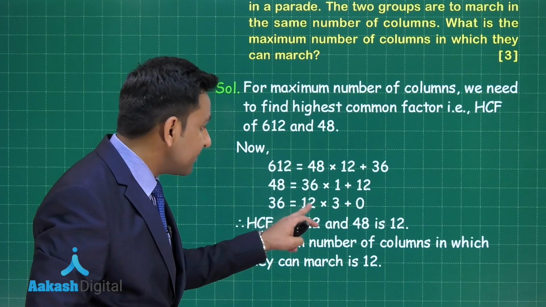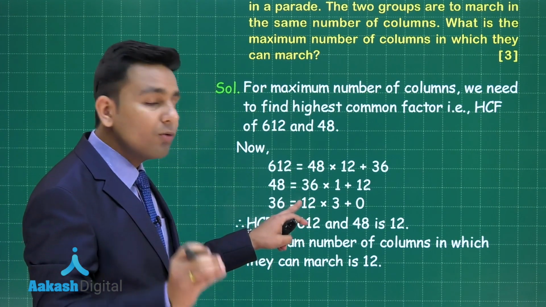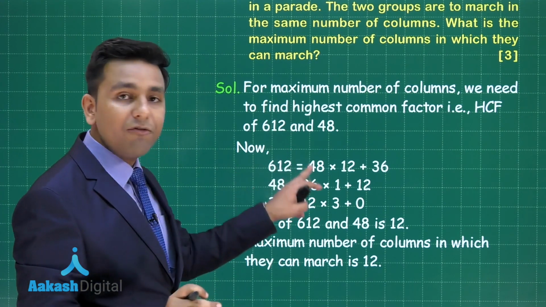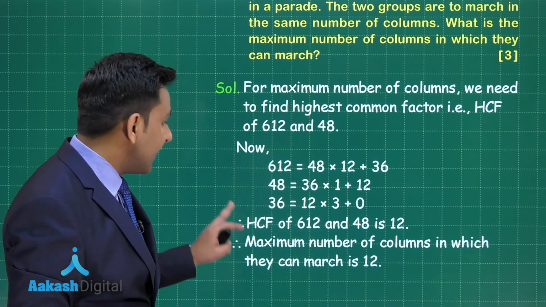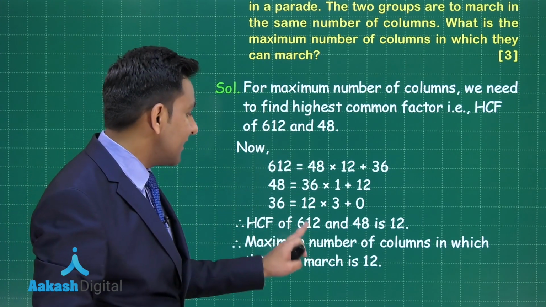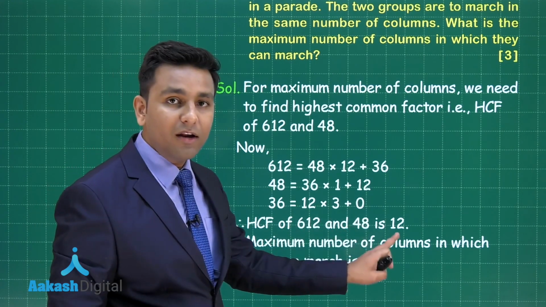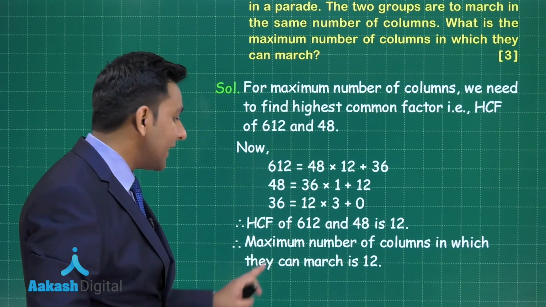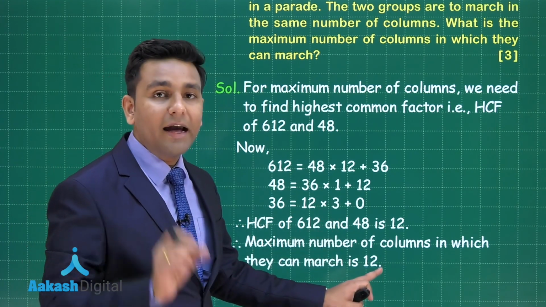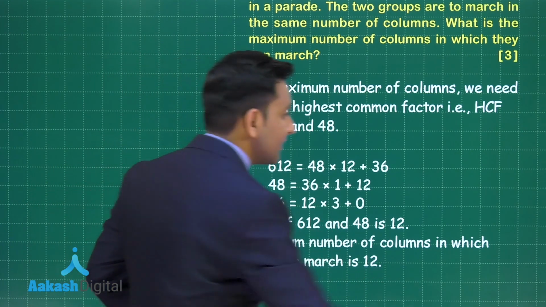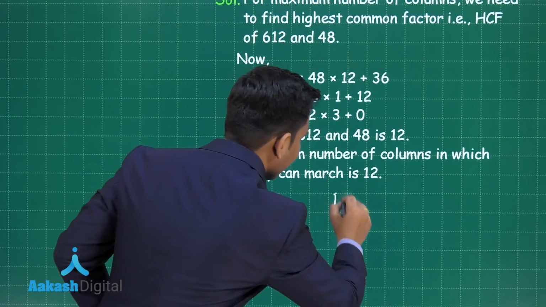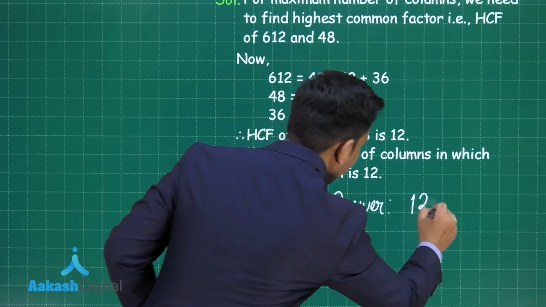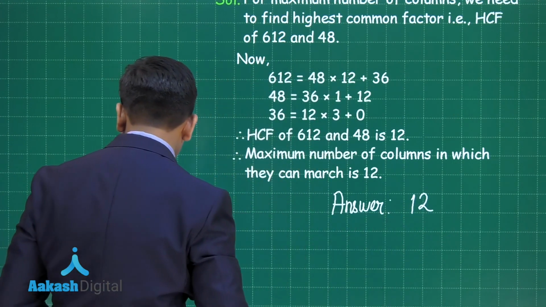And the divisor of this last step will give you the HCF of the given two numbers, that is 612 and 48. So here we can conclude that the HCF of 612 and 48 is 12. Maximum number of columns in which they can march is 12. And this is the answer for this question. So here we can write the answer for this question is 12. I hope it is clear to everyone.